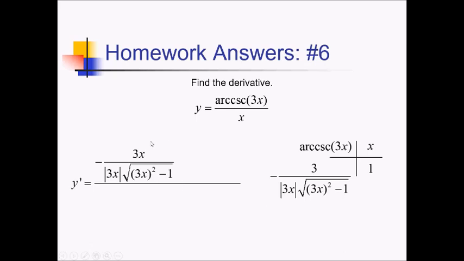We're doing u prime v minus u v prime, over v squared. So going the other way on the ribbon, this is the u v prime here. That's going to be arccosecant of 3x times 1. And we're subtracting, so that's just minus arccosecant of 3x. And then all of that's going to be over v squared, which in this case is going to be x squared.